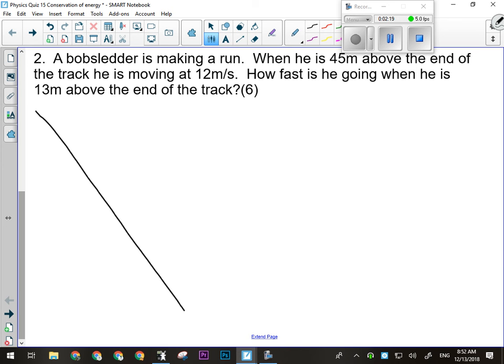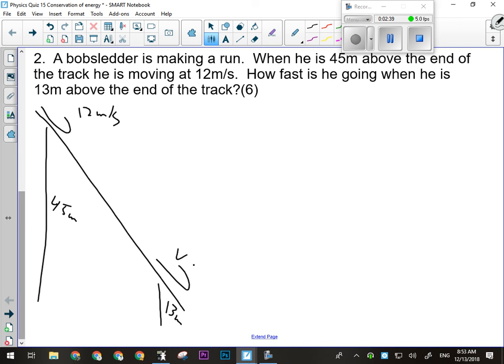Okay, so we got a bobsled, which I just draw as a toboggan because it's easier. So we are starting 45 meters above ground level, moving at 12 meters per second, and a little while later, okay, we are 13 meters above ground level, and we are looking for the final speed. 1 mark for givens. 1 mark for realizing it's a law of conservation of energy question.